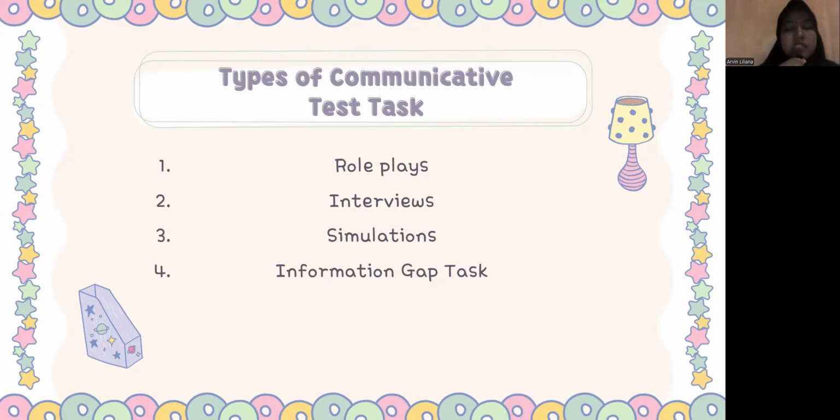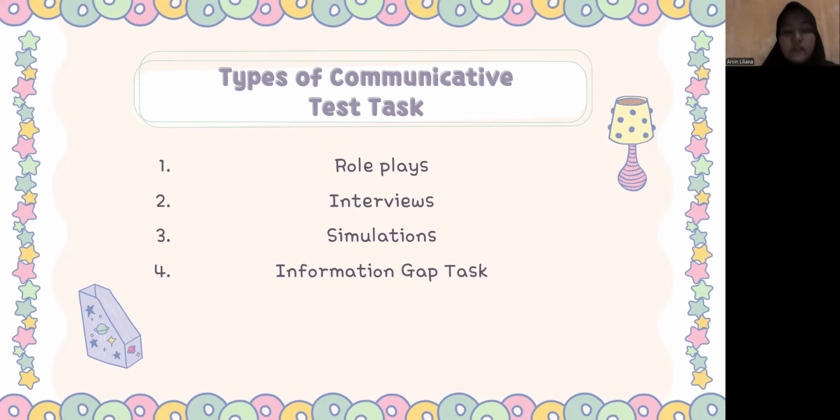Okay, next is types of communicative test tasks. The first is role play. Role play involves simulating real-world situations where the test taker must perform a specific role, such as a customer at a restaurant, a tourist asking for directions, or maybe a patient in a doctor's office. The purpose is to assess how well a learner can use language in practical, real-life interaction. It focuses on conversation skills, functional language use, and adaptability in various situations.